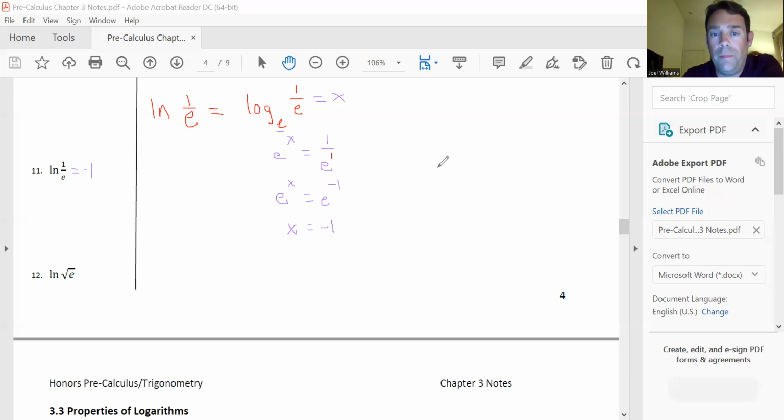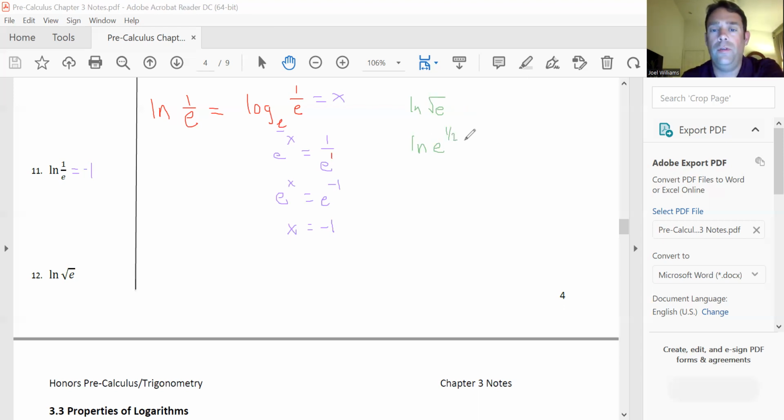All right, let's try another one here. Natural log of the square root of e. All righty, well, that's kind of neat. First of all, friends, I don't know about you, but this idea of a square root, not a big fan of, but I remember that square root is the same thing as an exponent. So that's e to the 1/2.